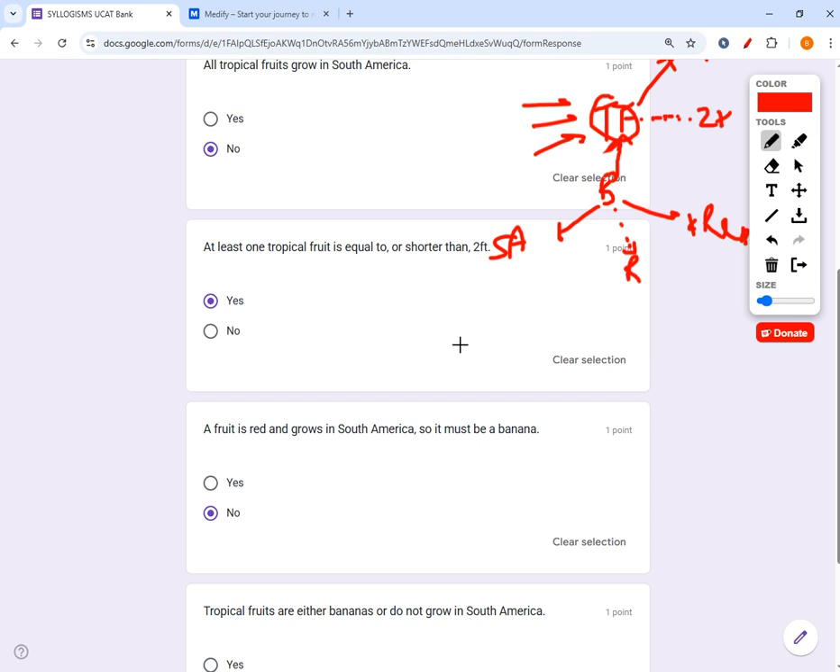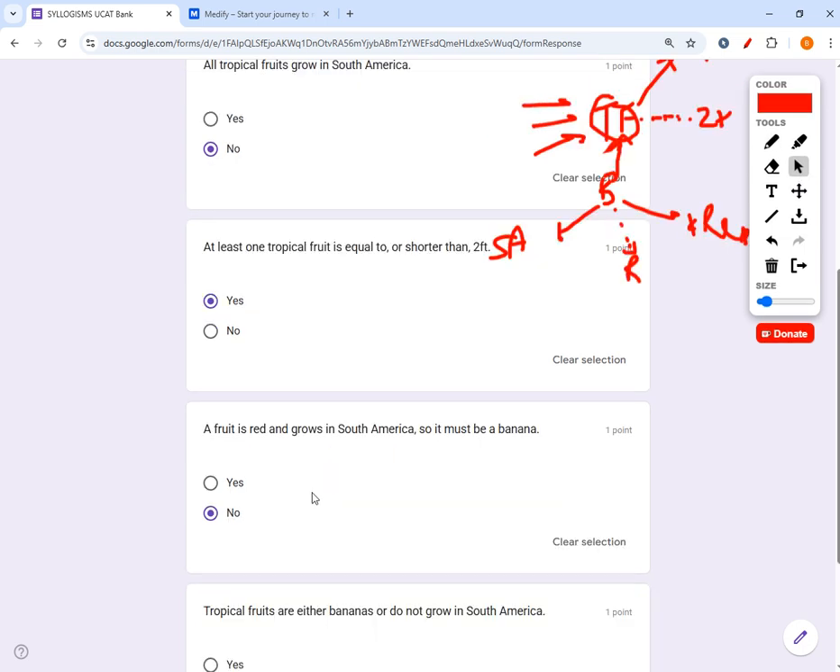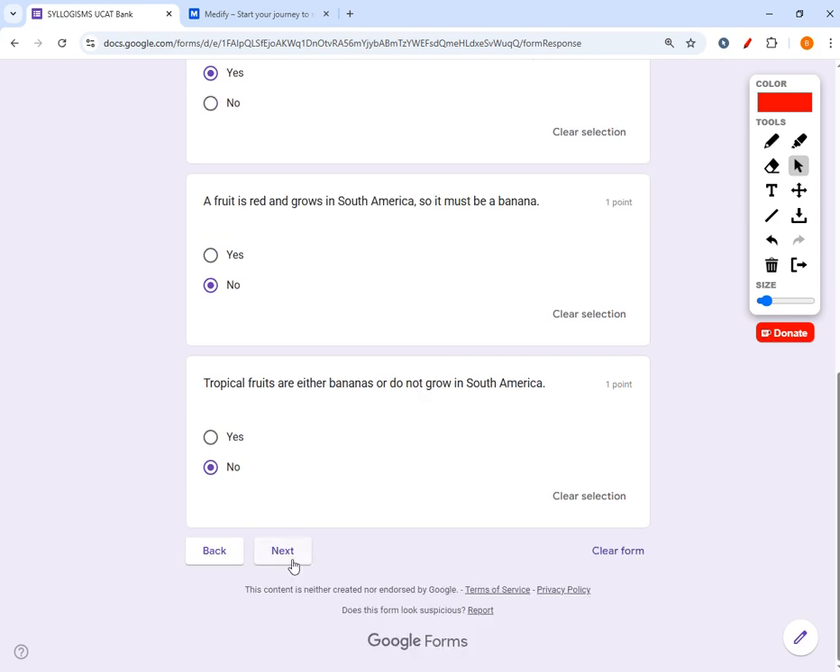Beg your pardon, just keep saying South America. So absolutely no, big fat no. He's just saying there's only two options. No, there can be other examples of tropical fruits. The answer is no. All right, quickly moving on to the next one.